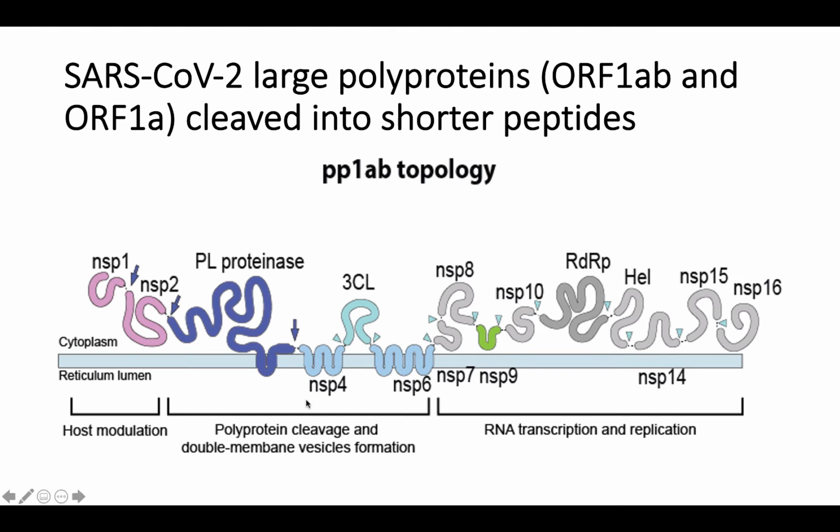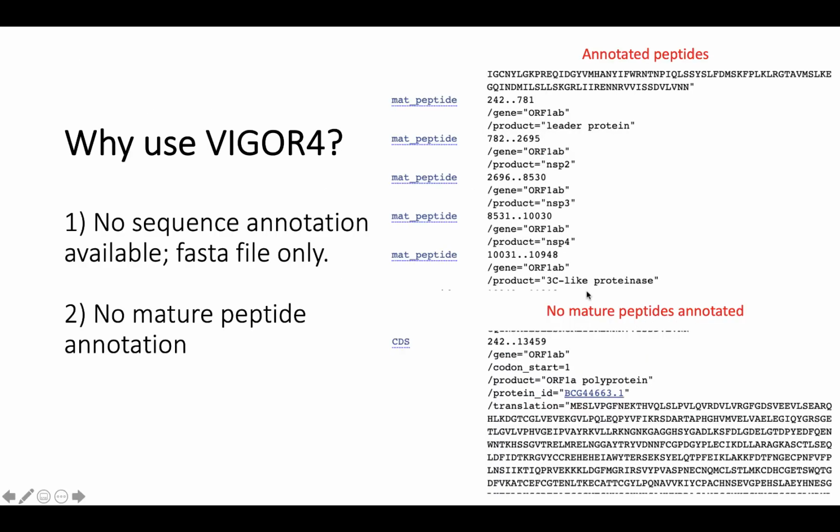So what does this mean? Well, some viruses, such as coronaviruses, can produce long polypeptides that are then cleaved either by viral or cellular peptidases into smaller functional peptides. In the case of SARS-CoV-2, these proteins are ORF1AB and ORF1A, which are then cleaved into 16 non-structural peptides labeled NSP1 through 16. For example, this GenBank entry has peptides annotated, but this one does not.